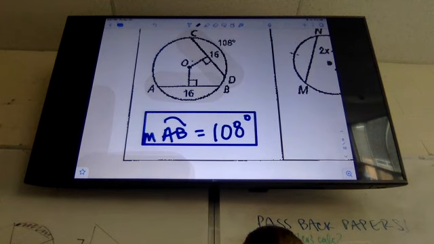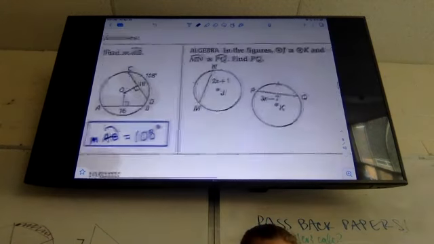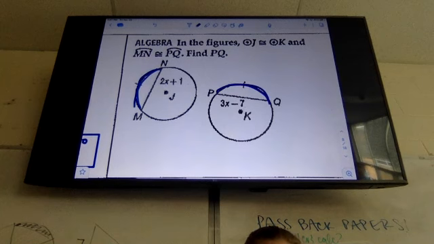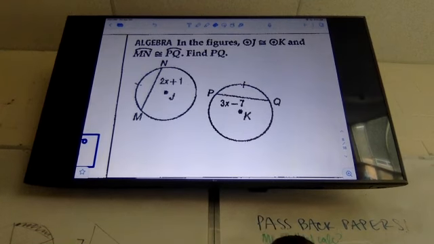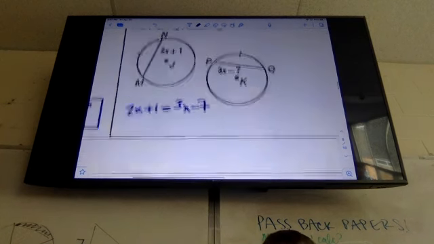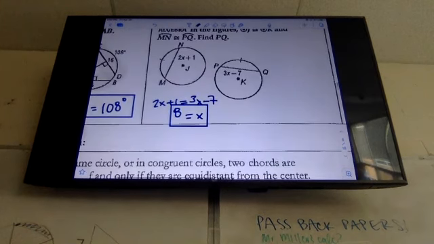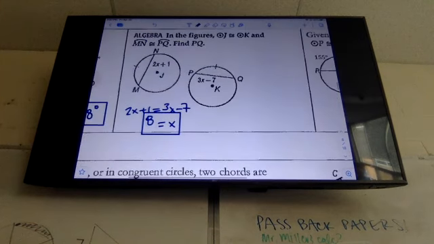All right, let's go over here. It says in the figure, circle J is congruent to circle K, and MN arc length is congruent to PQ arc length. So find PQ. Set those equal to each other. So 2x plus 1 equals 3x minus 7. Minus 2x, I get x. Add 7, I get 8. If x equals 8, what's PQ going to be? 3 times 8 minus 7, which is 24, minus 7, which is 17. Yeah, very good.